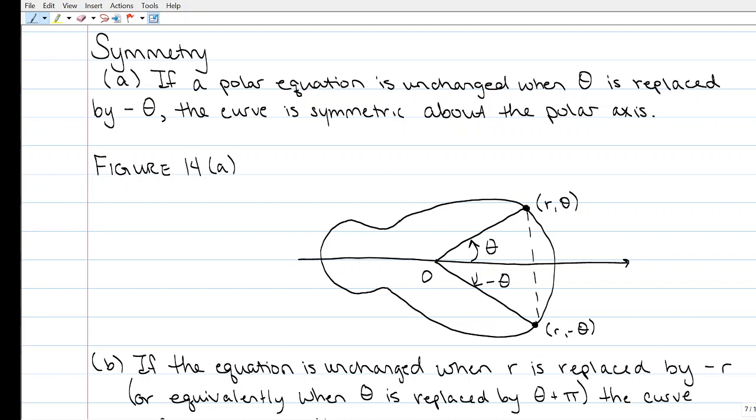Symmetry across the polar axis means that once we've drawn the graph, everything above the polar axis is reflected below the polar axis. So we have a mirror image about x. For example, the four-leafed rose that we did in example 8 would be another example of something that is symmetric about the polar axis.